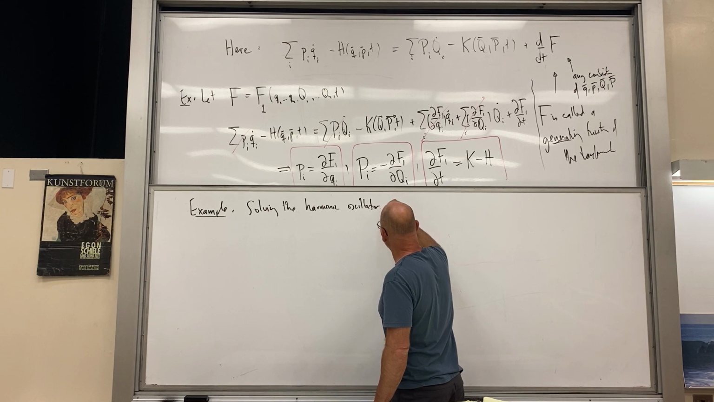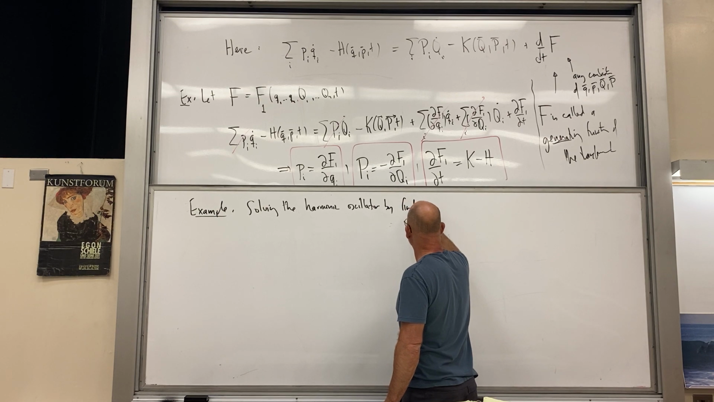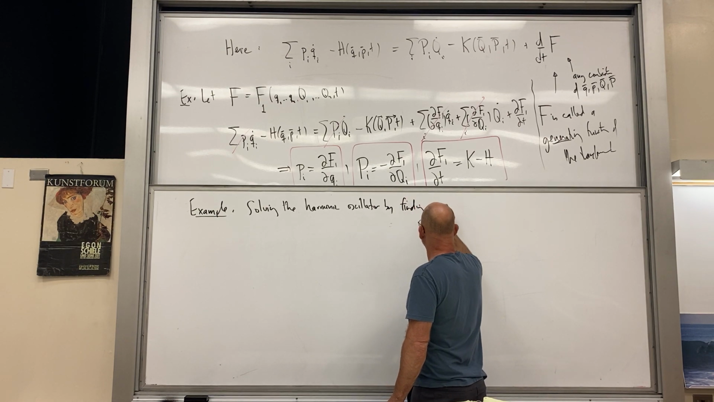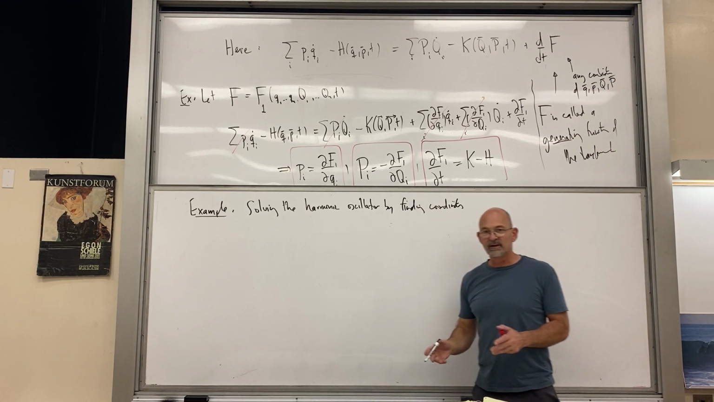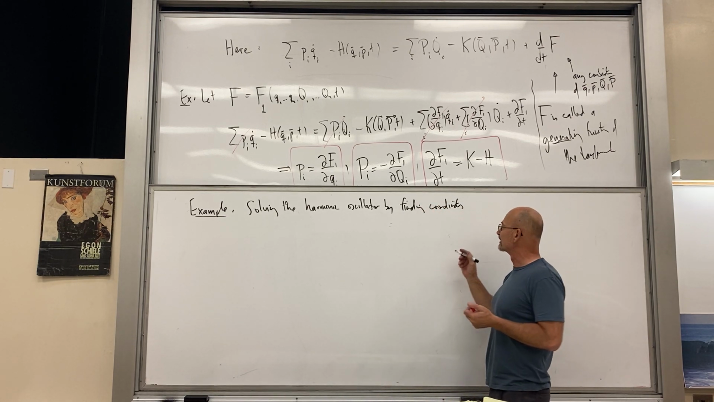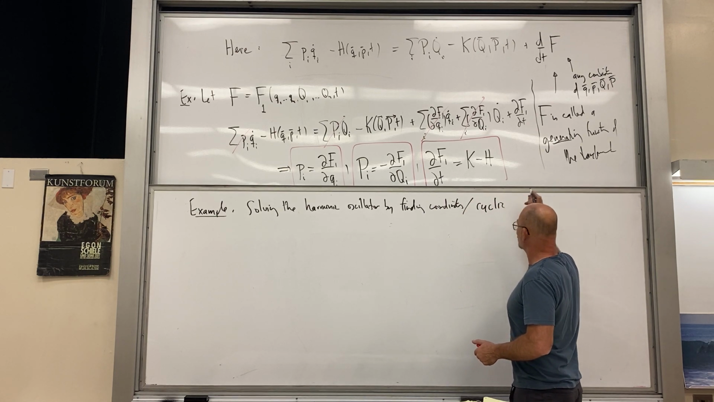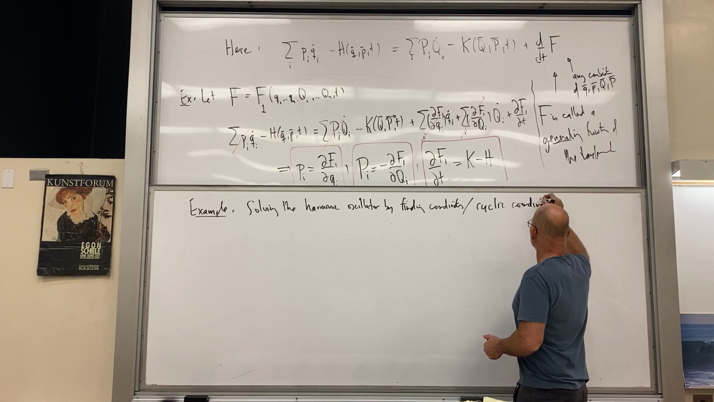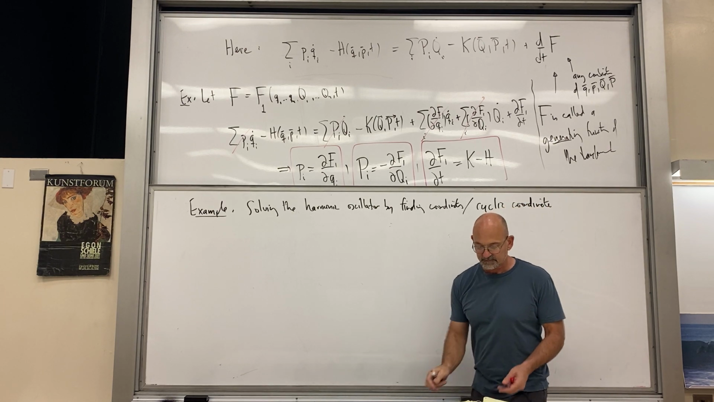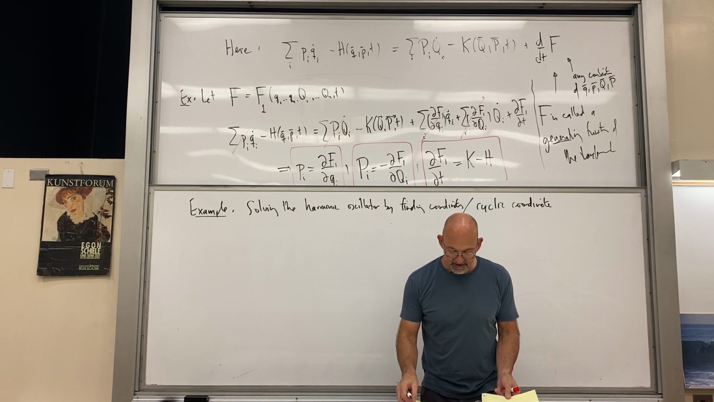So let's even write that by finding coordinates in which that coordinate is cyclic. So finding coordinates, or, since there's only one coordinate, cyclic coordinate. Okay. That's our task. Harmonic oscillator with a cyclic coordinate.